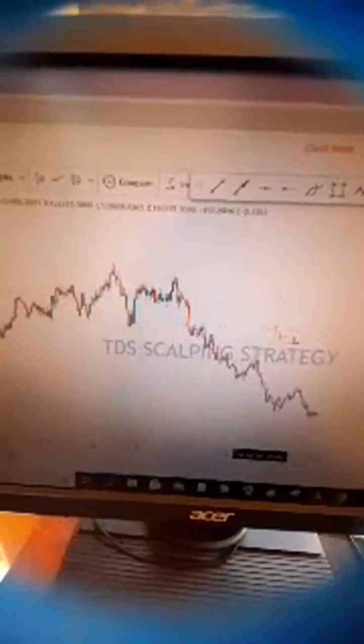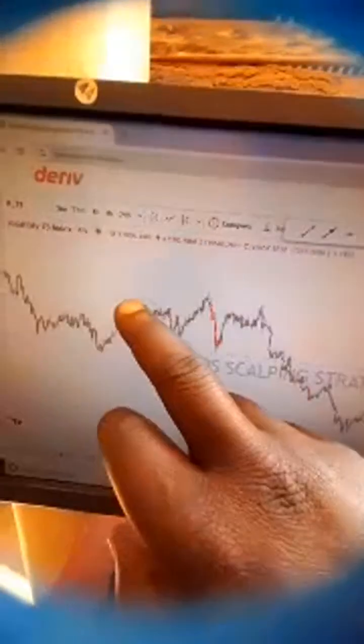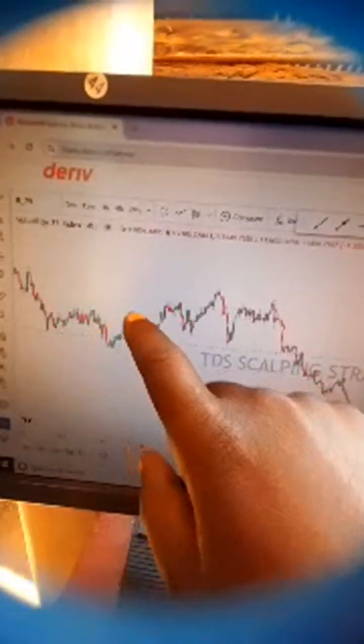So let us start by doing our top-down analysis from the higher time frame. We are using Deriv TradingView. So you come here on H4, and then after coming on H4, we have to look at the trend. So this is the trend. Now we can see that the market is making lower highs here. This was a little bit of an uptrend, and then we can see the market starts making lower lows and lower highs, which means we are going down. We are still going down.